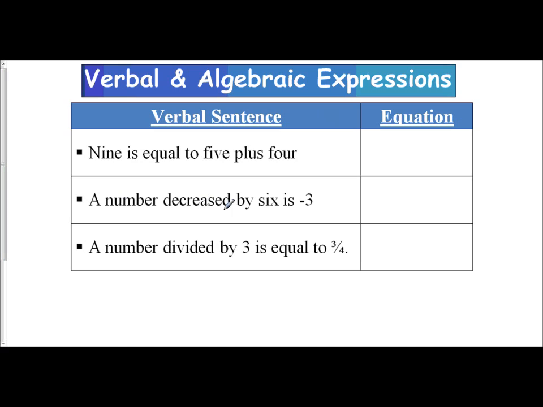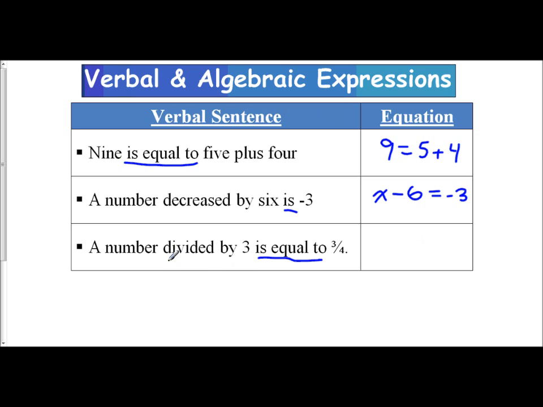Now, when you're translating equations, there's really not much of a difference. You just need to understand what an equal sign is represented by. There are phrases like is equal to, the same as, is. So 9 is equal to 5 plus 4. 9 equals 5 plus 4. A number, x, is decreased by, so minus 6 is negative 3, so x minus 6 equals negative 3.